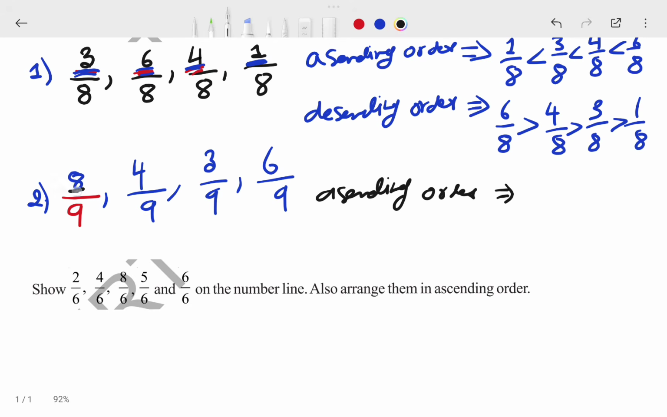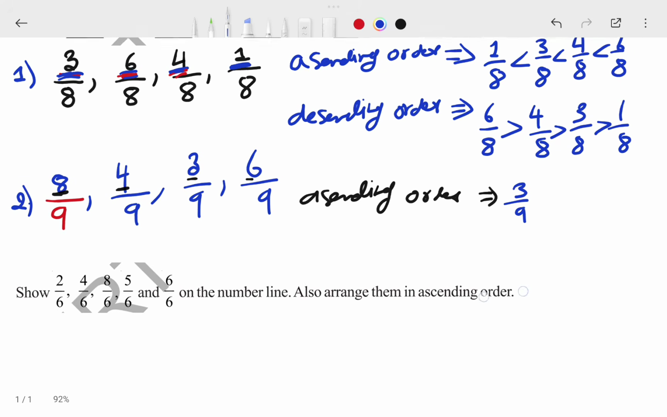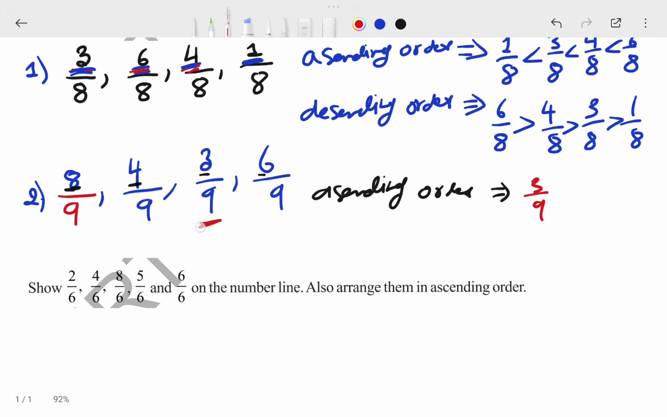This is given 8, this is 4, this is 3 and this is 6. In this one which is smaller? Of course 3 by 9. Write the 3 by 9. Let's write with the red pen, because it is clear. After that, among 8, 4 or 6, which is smaller?